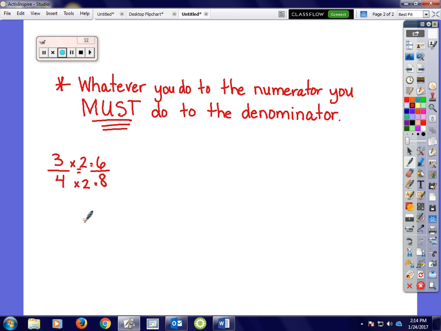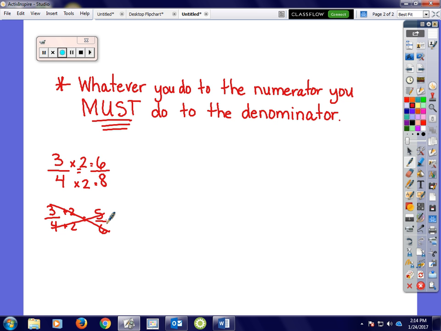So that's what I did to both. So as long as you remember, whatever you do to the numerator, you must do to the denominator. And when I say that, I'm referring to either multiplying or dividing. Okay, it doesn't work for adding and subtracting, because if I did that here, 3/4, and I added 2, and I added 2, I would get 5/6. Well, 5/6 is not 6/8. So that doesn't work. So when I refer to whatever you must do, it's either multiplying or dividing.